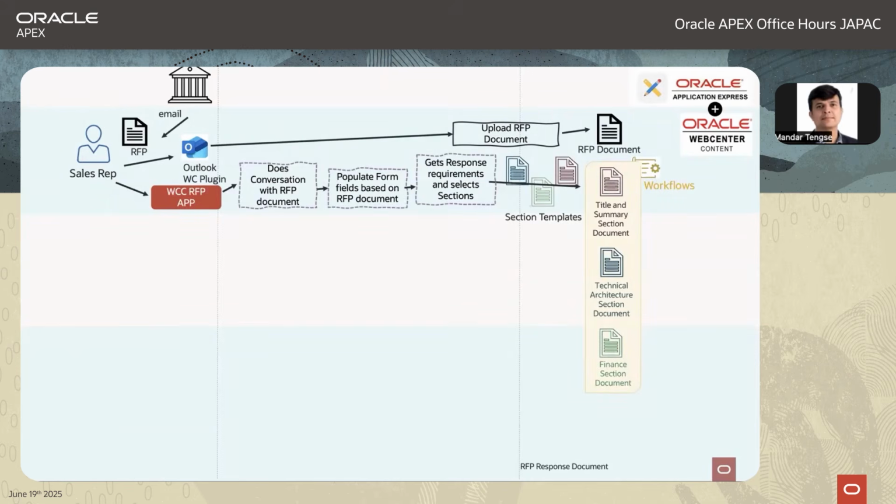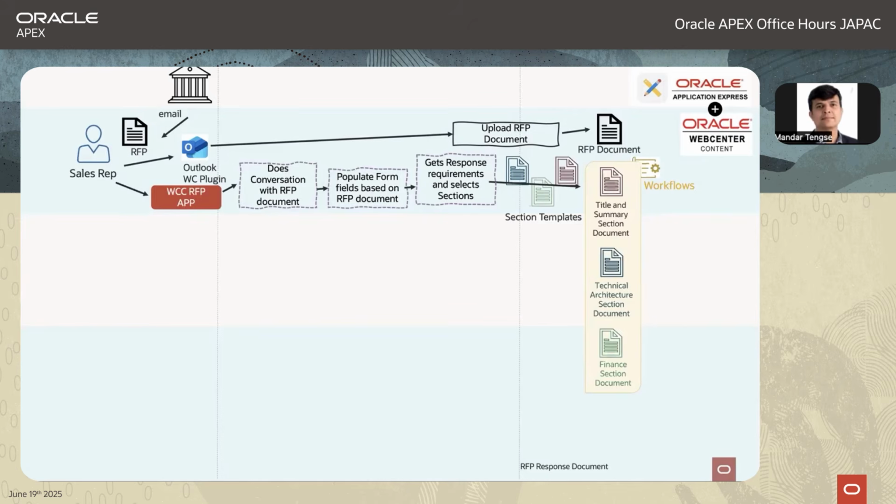Now, once it's in the repository, the action starts, where the backend processes and makes sure that it extracts the relevant information. And so now when the sales rep gets into the app, which has been created using Apex, he is now ready to start becoming more productive.